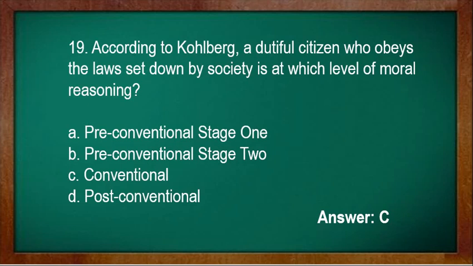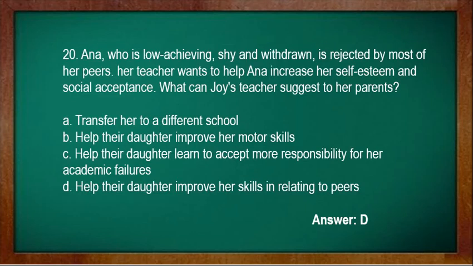Number 19. According to Kohlberg, a dutiful citizen who obeys the laws set down by society is at which level of moral reasoning? A. Pre-conventional stage 1. B. Pre-conventional stage 2. C. Conventional. D. Post-conventional. Answer, C.